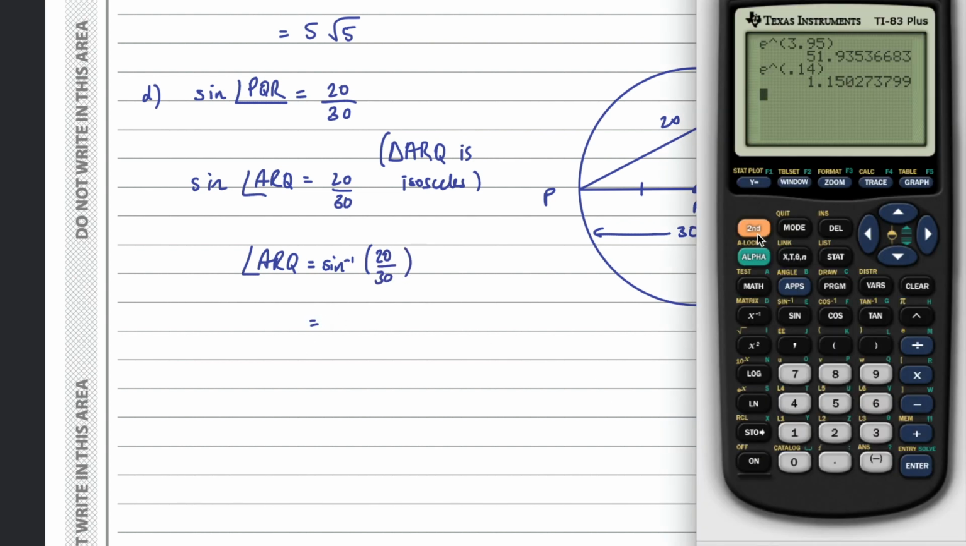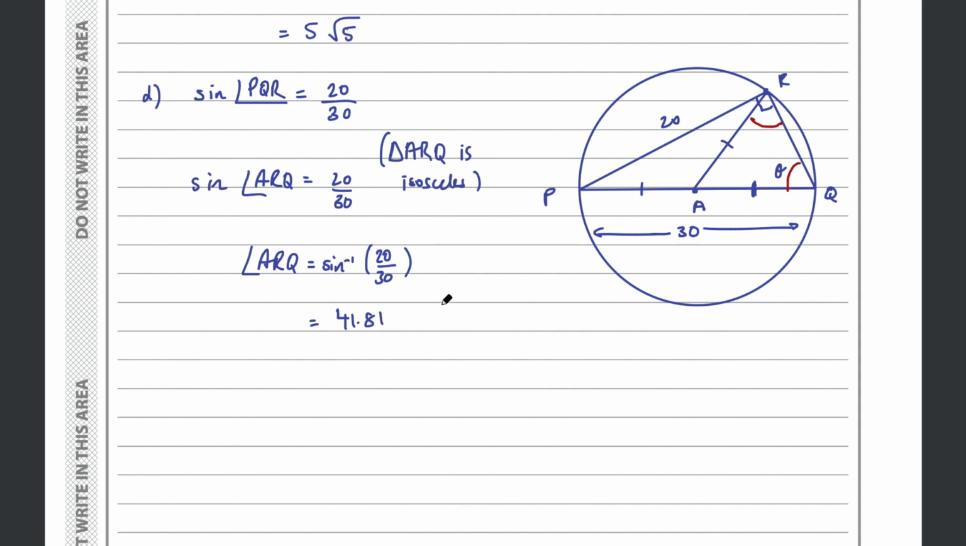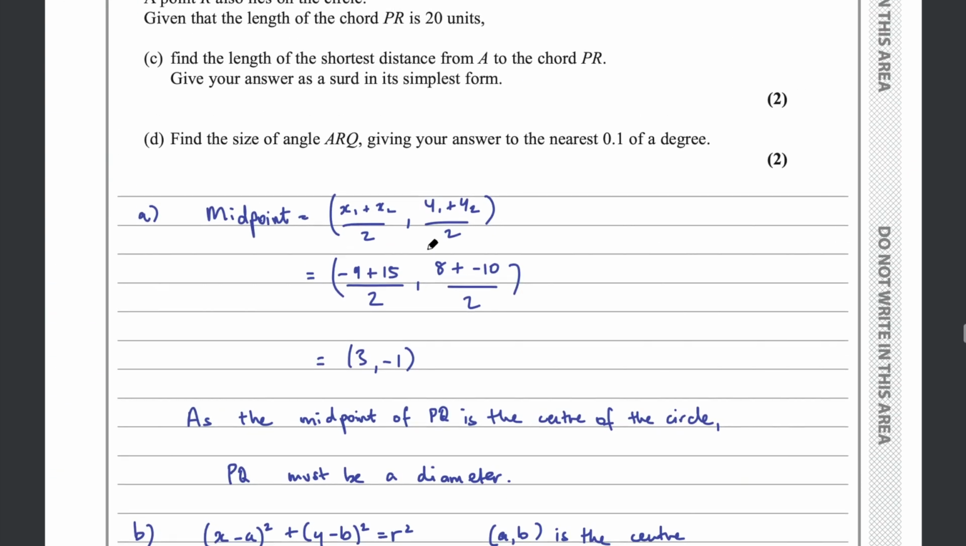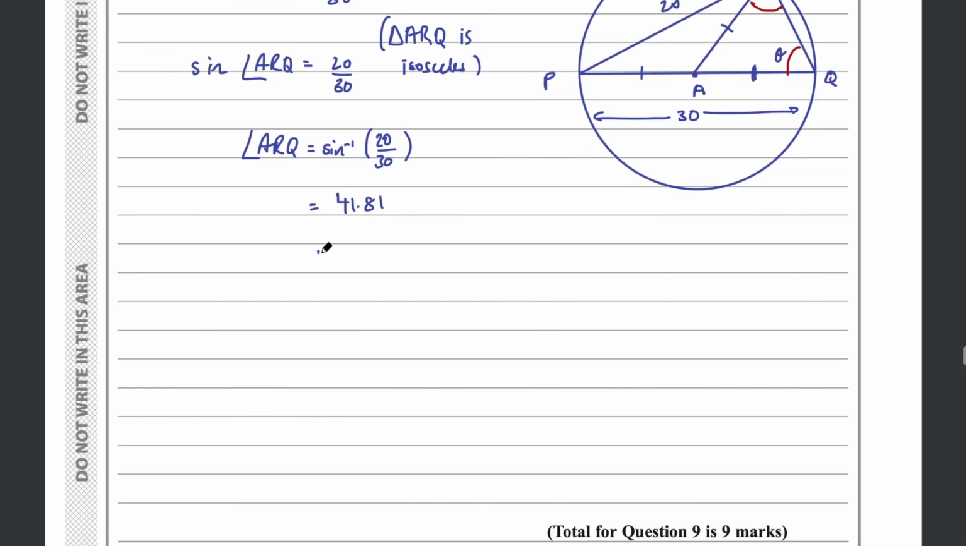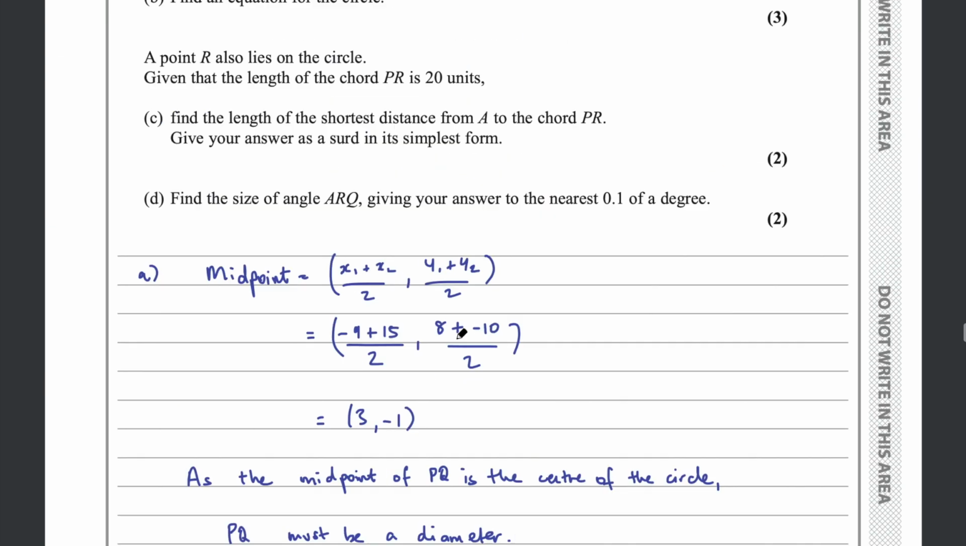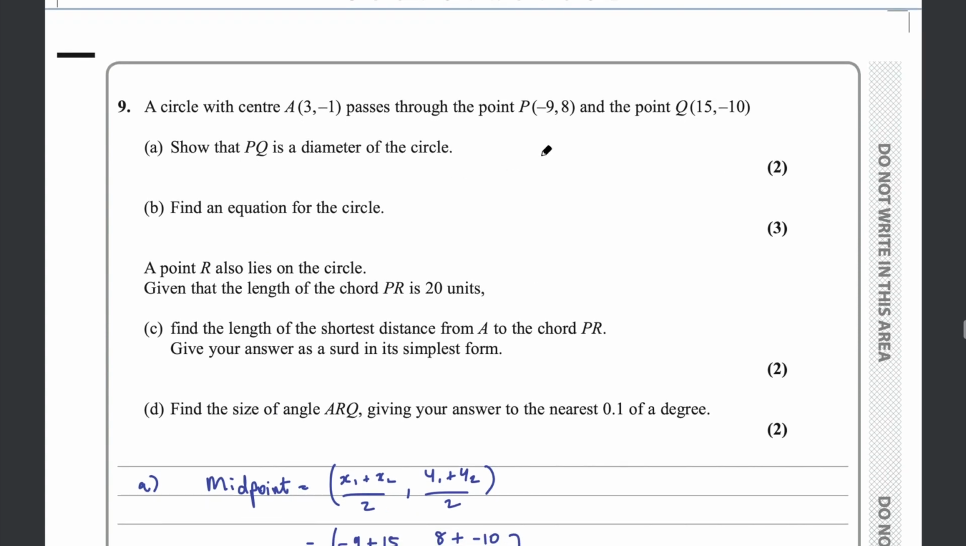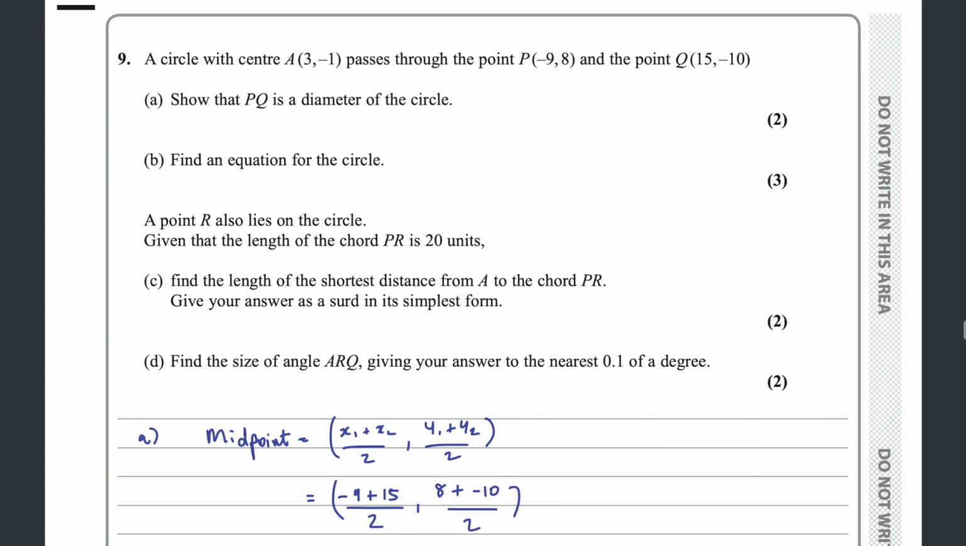So let's put that into a calculator. Inverse sine of 20 on 30, or even 10 on 15 would do. Divided by 30 equals 41.81 approximately. Was there a degree of accuracy? 0.1 of a degree, so we need to round this off to 41.8 degrees. Okay, so that was part D. Part A was 2 marks, part B was 3 marks, C was 2, and D was 2. And that was question 9.